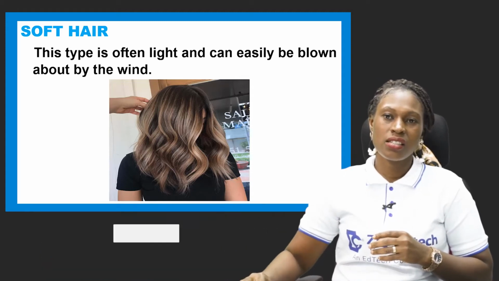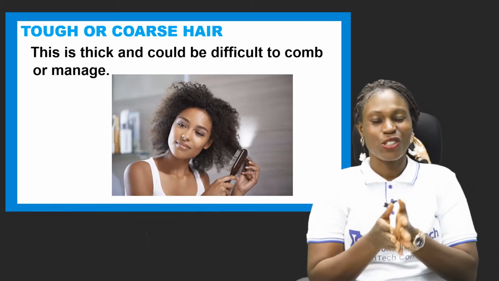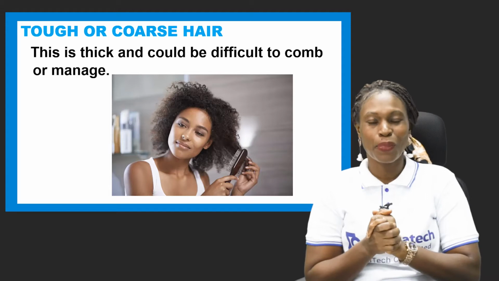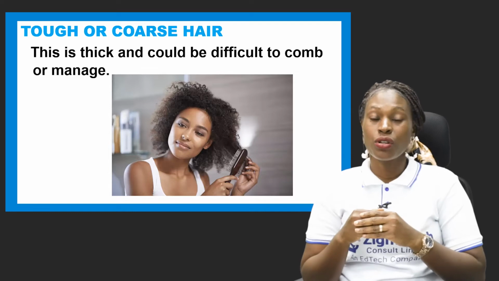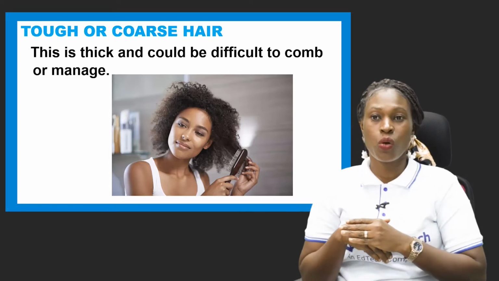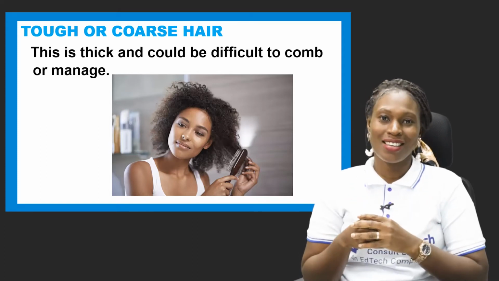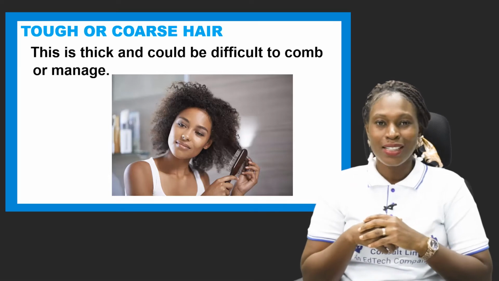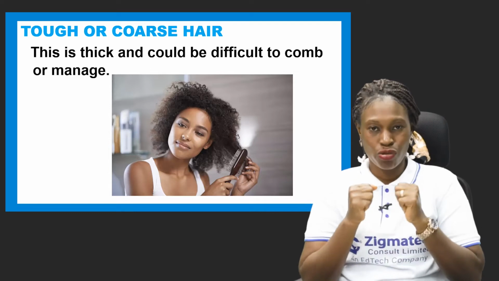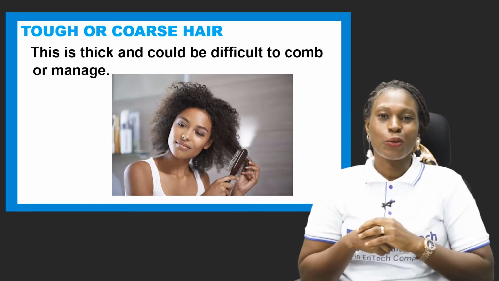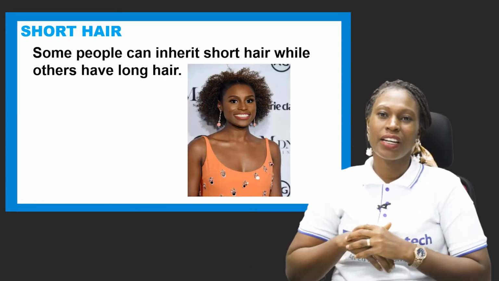Now let's look at the next type of hair. We have the tough or coarse hair. Now Africans are likely associated with tough or coarse hair because we have this thick hair. Now this type of hair, when you talk about tough or coarse hair, this can be referred to as thick, and then you cannot as easily comb it. You know, before you comb it, you have to sweat it out before you comb this type of hair because it is tough. They are hard. So that is the tough or coarse hair.